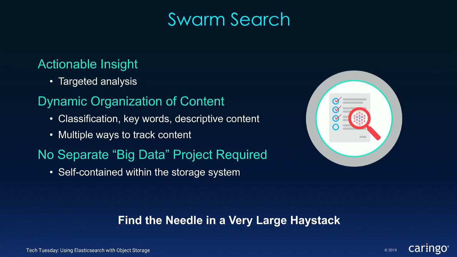So not only does it help you in finding what you're looking for, it also allows you to build up relationships for all these disparate pieces of information that you store within the system. Those relationships are basically built up around the metadata characteristics of the objects. That goes into areas such as dynamic organization of content, classification, keywords, descriptive content. This is what the metadata does for you, and provides you with multiple ways of tracking that content within the system. As a result, there really is no separate big data project required. A lot of this metadata relationship analysis, list and query is self-contained within the storage system, within Swarm itself.